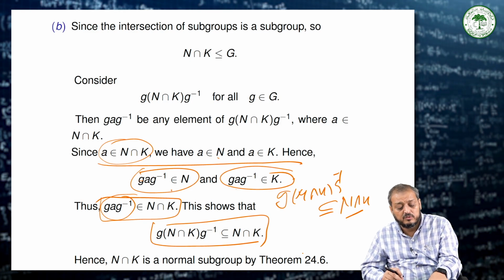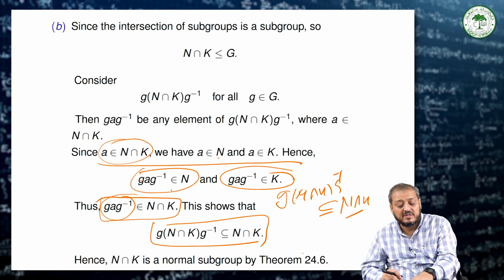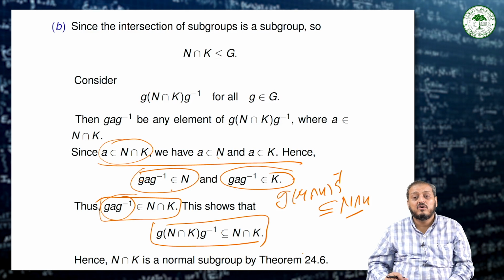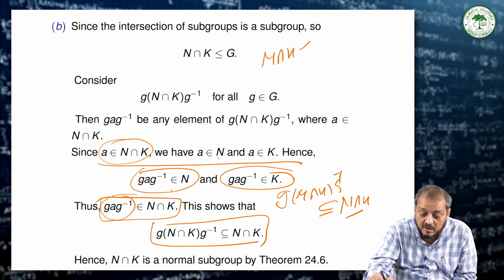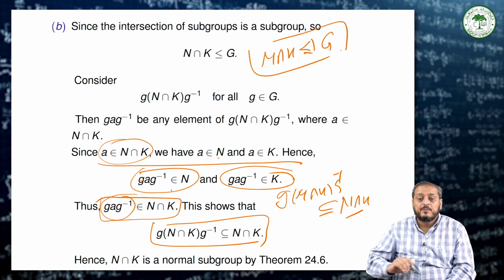By this, we have to show that gNg⁻¹ is contained in N intersection K. So by that result, we can say that N intersection K is normal in G. So we have to prove that N intersection K is normal in G. So now we prove the B part also.